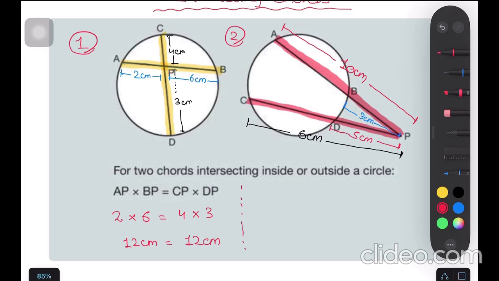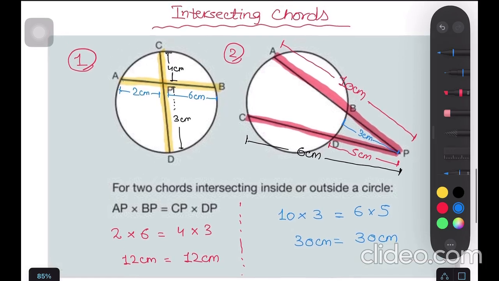So this theorem says that if you take the product of the whole length of a chord, for example A to P, which is 10 centimeters, and multiply it by the length outside the circle, which in the first case is 3 centimeters, this should be equal to the second chord's total length, 6, times its outer length, 5. So 10 times 3 is 30, and 6 times 5 is 30 centimeters. So the outer length times the total length of the chord should be equal for both chords if they are intersecting outside the circle. This theorem is known as the intersecting chords theorem.